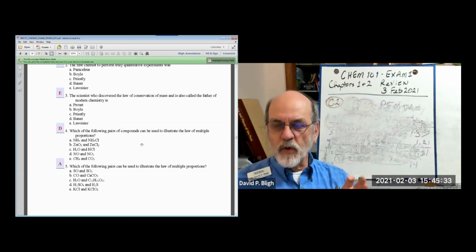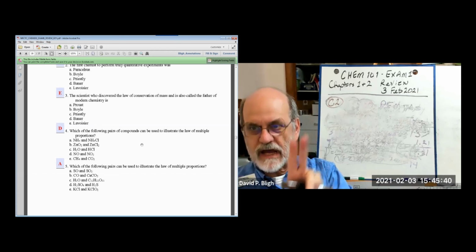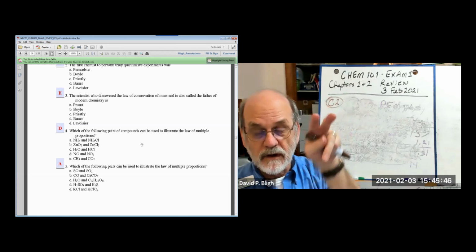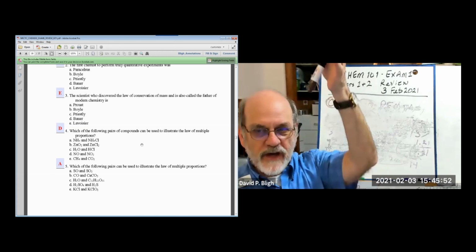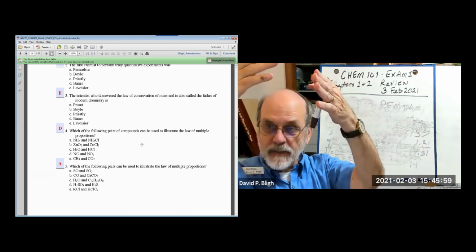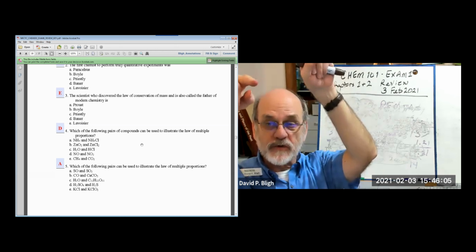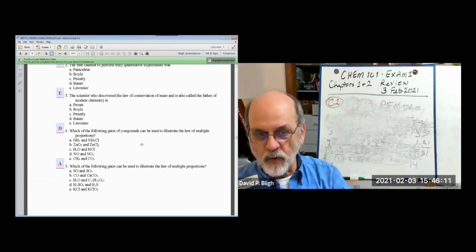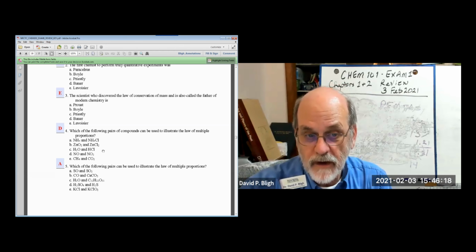So what do we mean by multiple proportions? Well, first of all, the law says that you need two elements together. And you need a series of compounds that are different from one another. And you go this compound, this compound, this compound, this compound. And if you hold one of those elements constant for each one of them, the ratio to the second one changing from this compound to this one is always a whole number multiple. Like, so if this one's 1-to-1, the next one might be 1-to-2, 1-to-3, 1-to-4. That's multiple proportions.